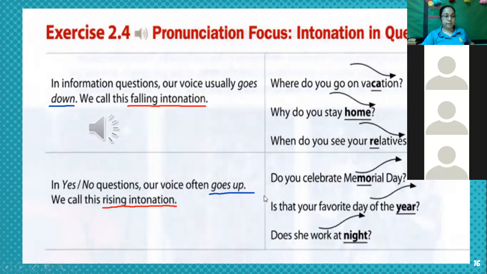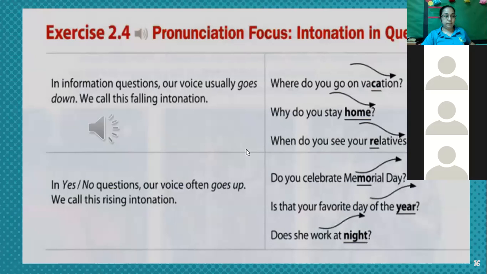So let's see, do you celebrate Memorial Day? Yeah, this one is rising. The other one, is that your favorite day of the year? You see this one goes up. So that's rising intonation. This is the difference. So take this into account because in an informative question, you use falling intonation, and in a yes-no question, you use rising intonation. So you need to differentiate this part. So let's continue.